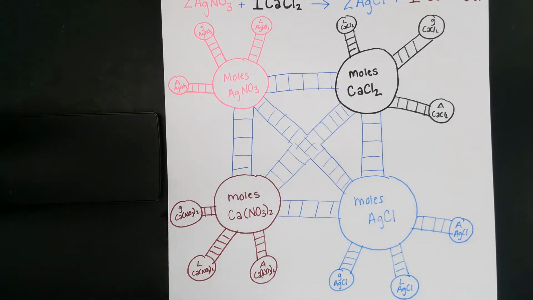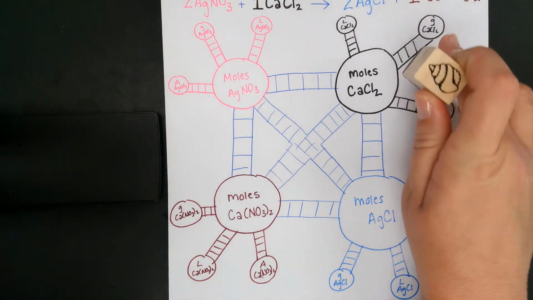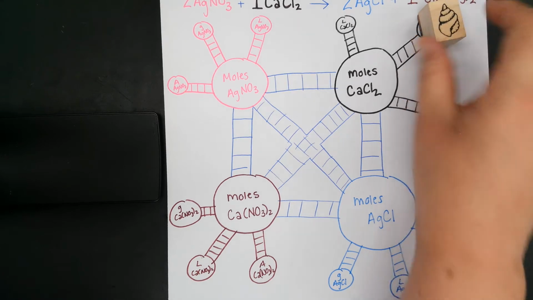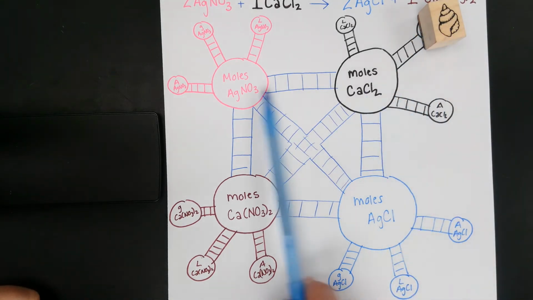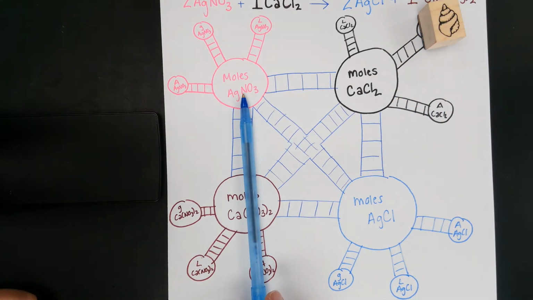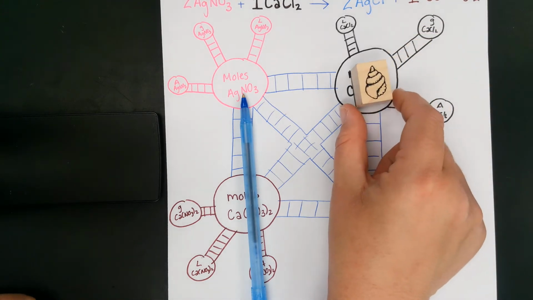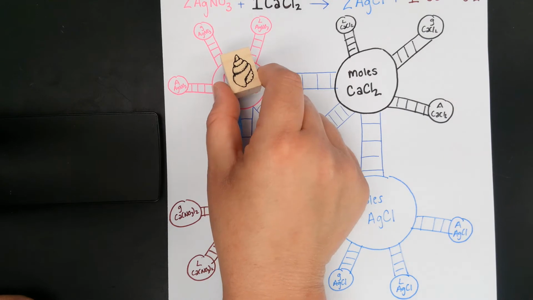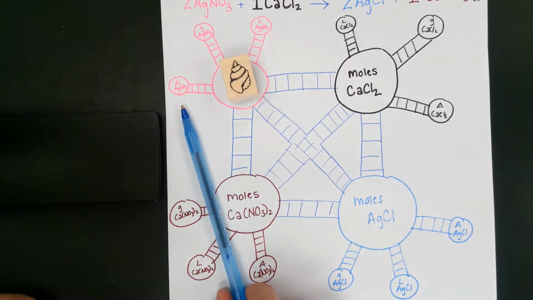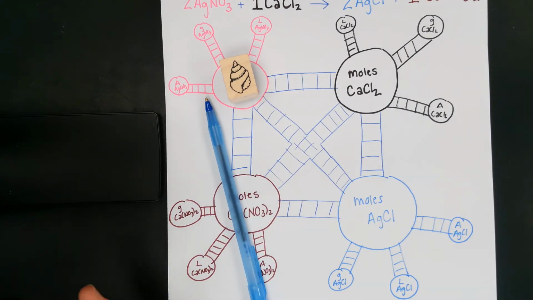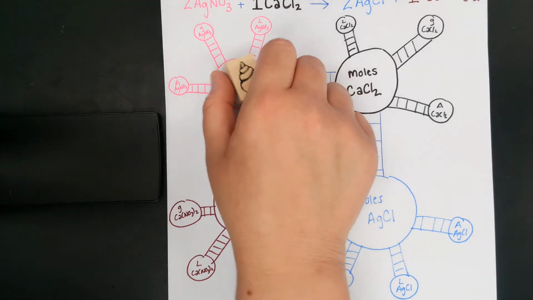For an example, if we were given a question with grams of calcium chloride, so we have the grams of calcium chloride island, and we wanted to figure out how many moles of silver nitrate that would be, we would have to go from grams of calcium chloride to moles of calcium chloride, then to moles of silver nitrate. So it's still the exact same process, just a little bit of a variation on it.